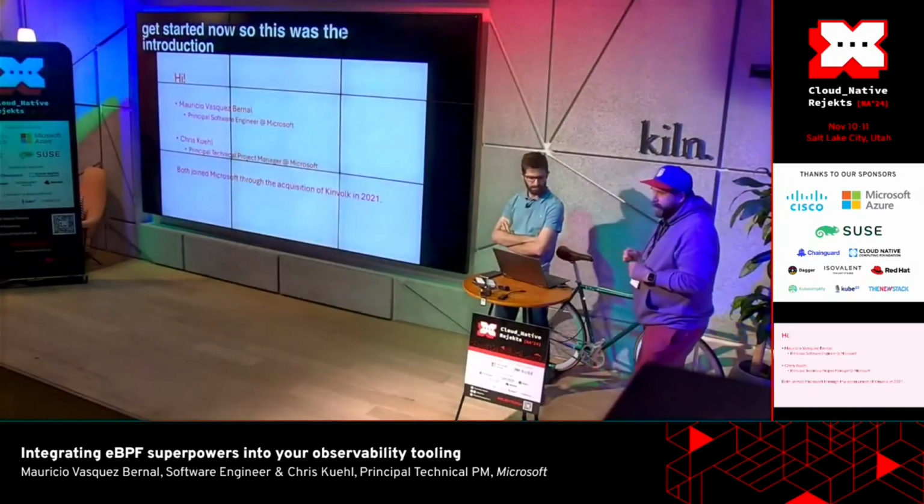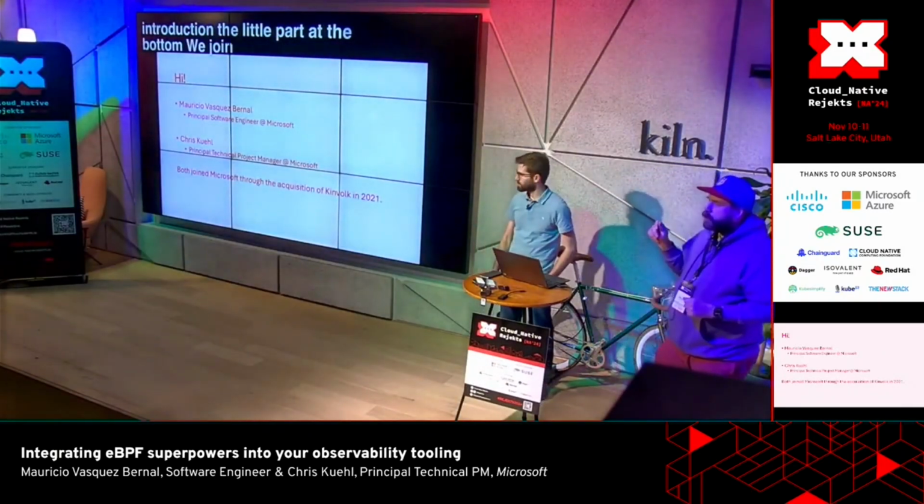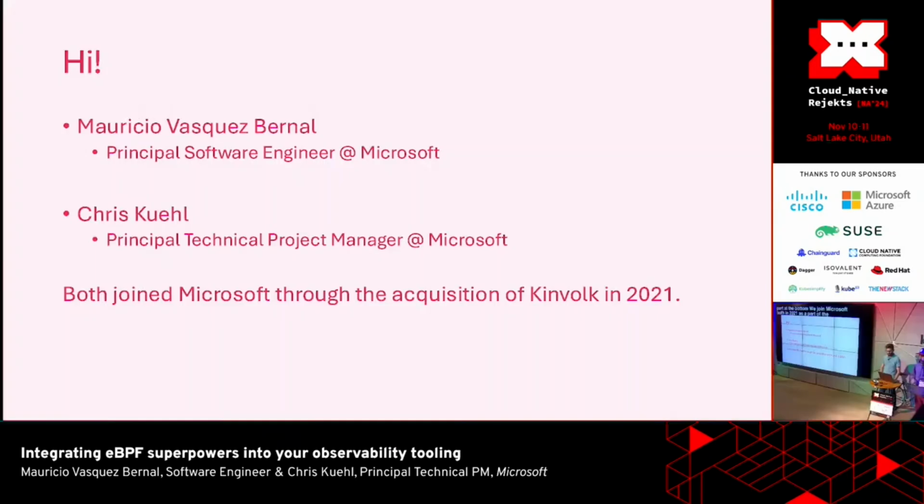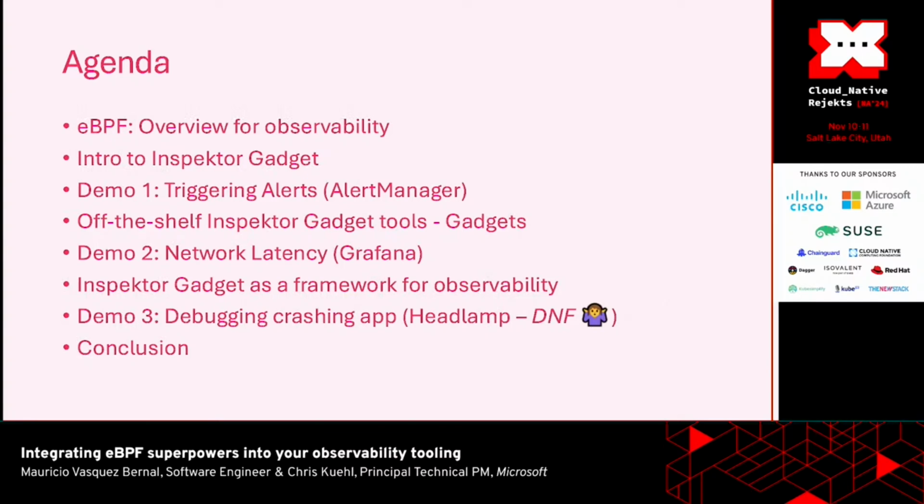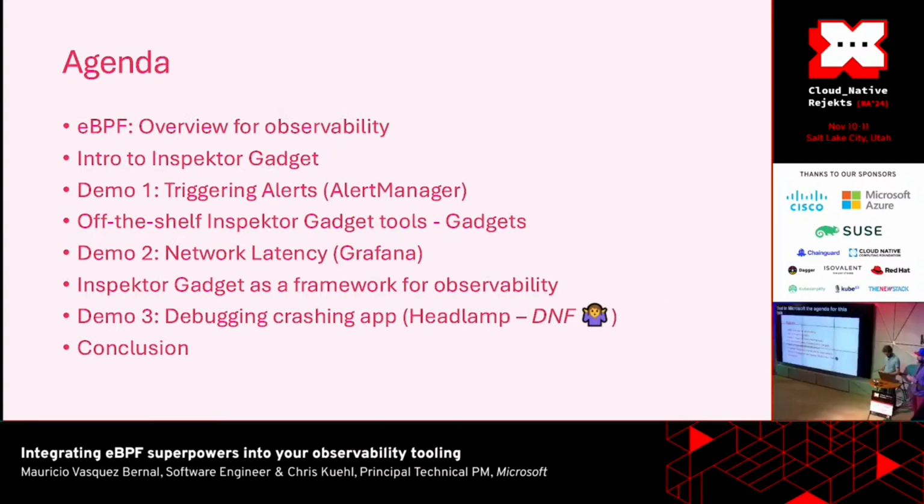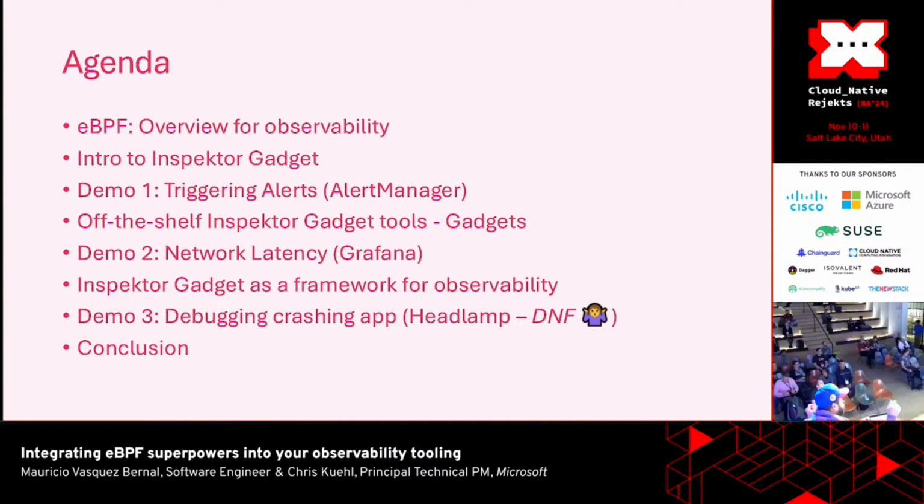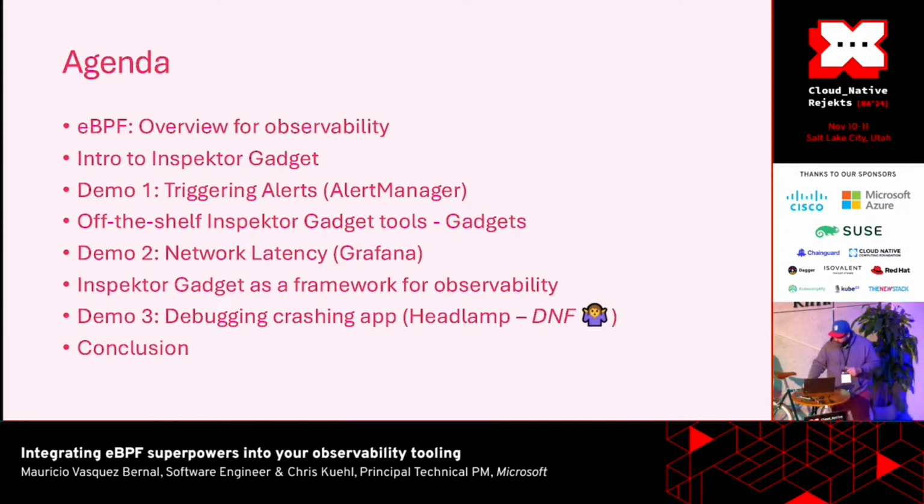The little part at the bottom, we joined Microsoft both in 2021 as a part of the acquisition of Kinfolk, where we both worked, and we worked on this type of technology since then and have continued that in Microsoft. The agenda for this talk is to look at eBPF a little bit and the scope of observability. We're going to go then into an intro to Inspektor Gadget, which is basically something that makes eBPF observability super simple, and we'll show you demos for that.